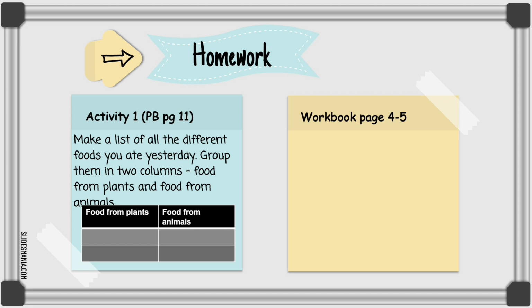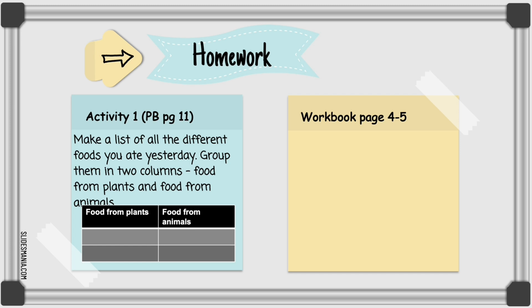I want you to do Activity 1 on Pupil's Book page 11. But actually you will write it in your notebook. You will turn the page, take the next page in your notebook after Check Your Progress, and you will draw the table like shown here. One column will be food from plants and the second column will be food from animals. Now what you need to do is make a list of different foods you ate yesterday on the side of the table, or after the table or before the table. So you can write the list first and then draw the table. Whatever food you ate, you will put it into plants and animals.